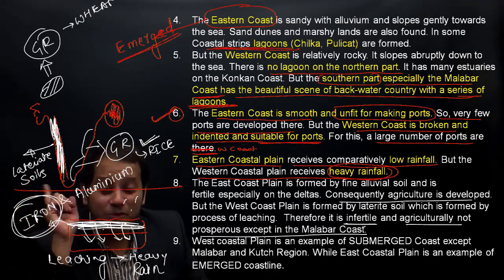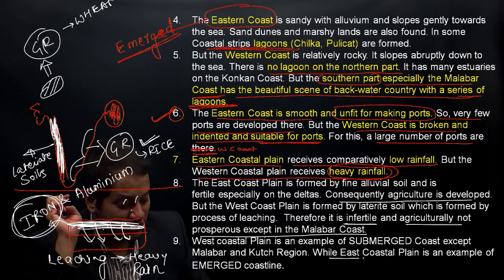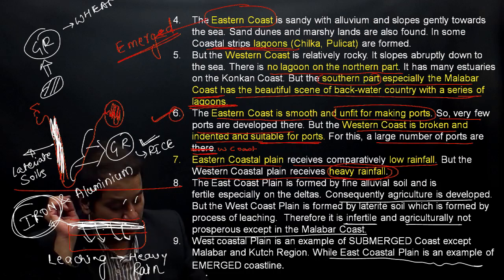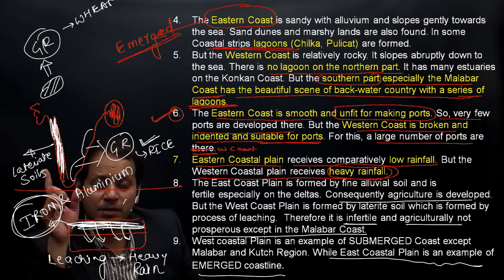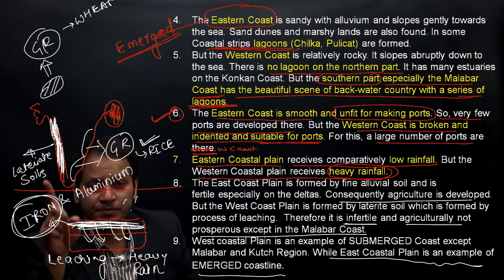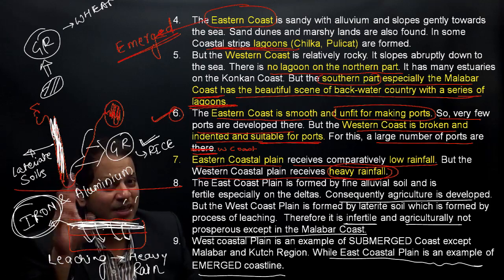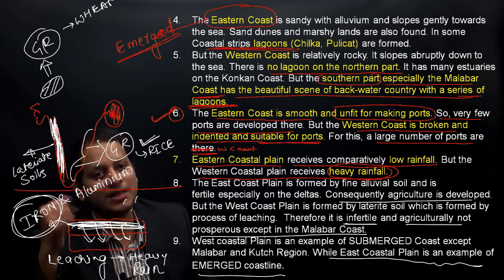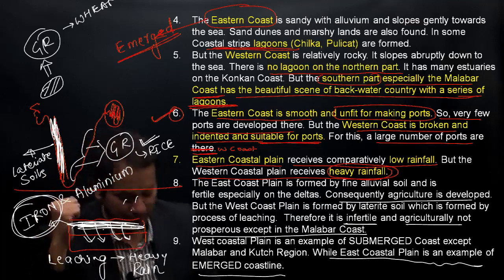And last is the most important difference. The west coastal plain is an example of a submerged coast, except the Malabar and the Kutch region, while the entire east coastal plain is an example of an emerged coastline. So the west coastal plain is an example of a submerged coastline, and the entire east coastal plain is an example of an emerged coastline, except the two regions of west coastal plains which are also emerged, that is top mein and bottom mein. Top mein Kutch region, bottom mein Malabar region.